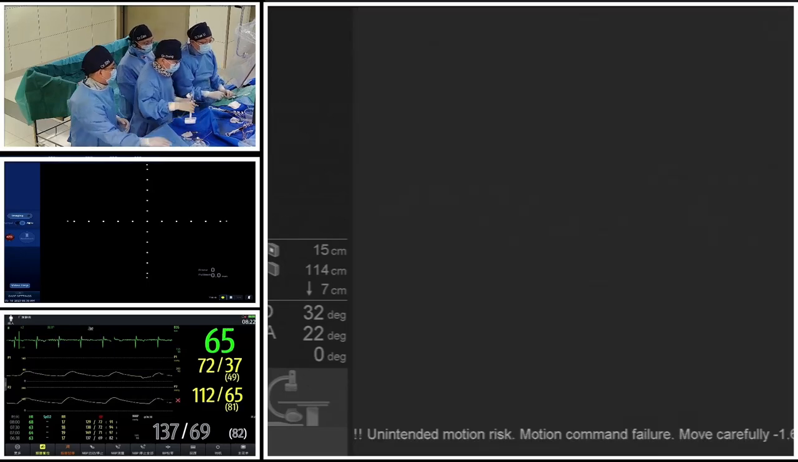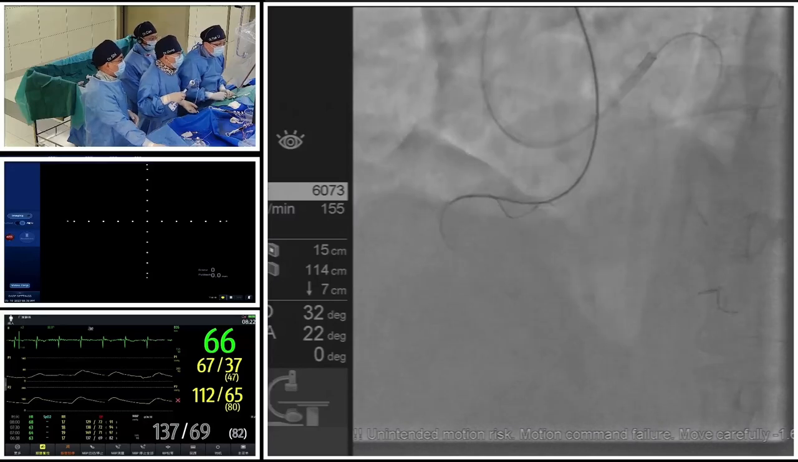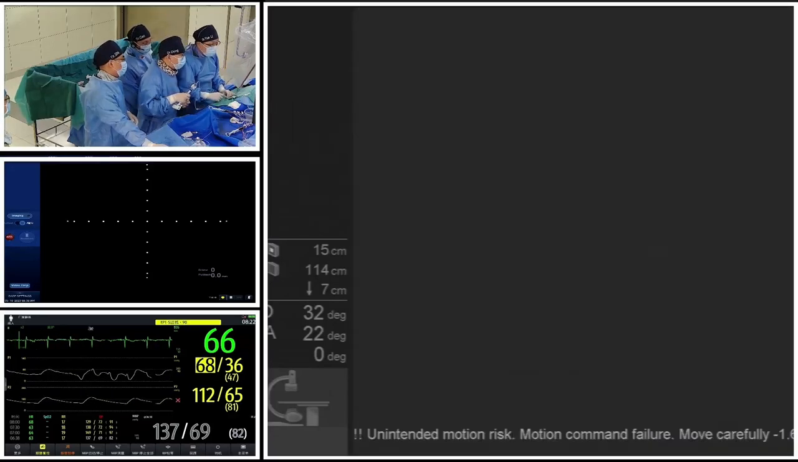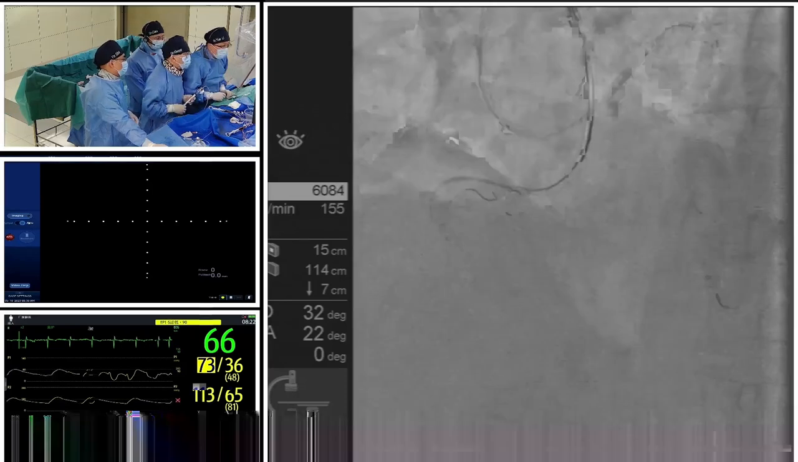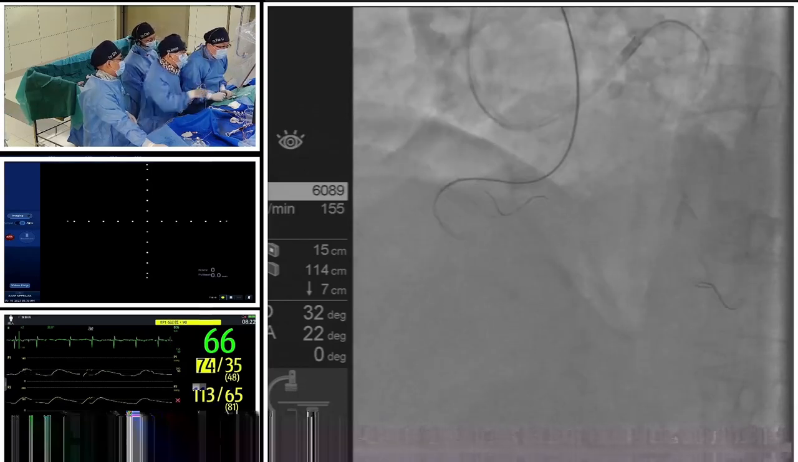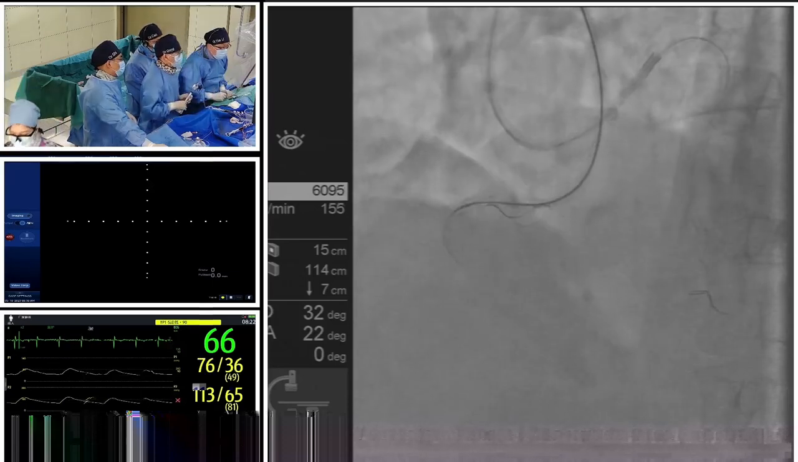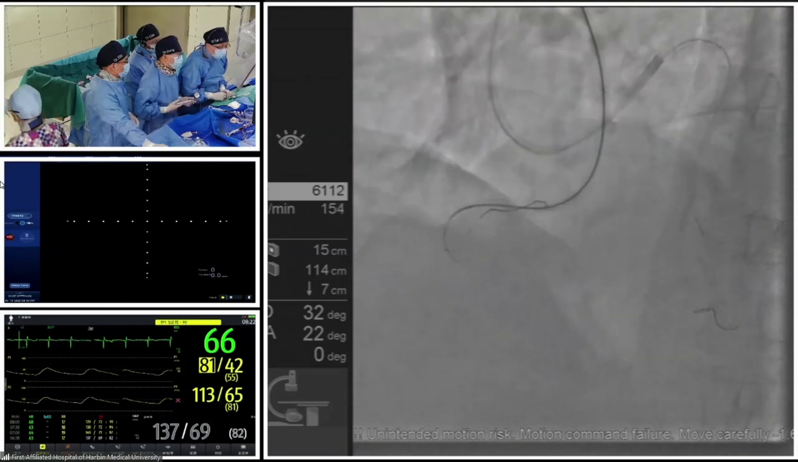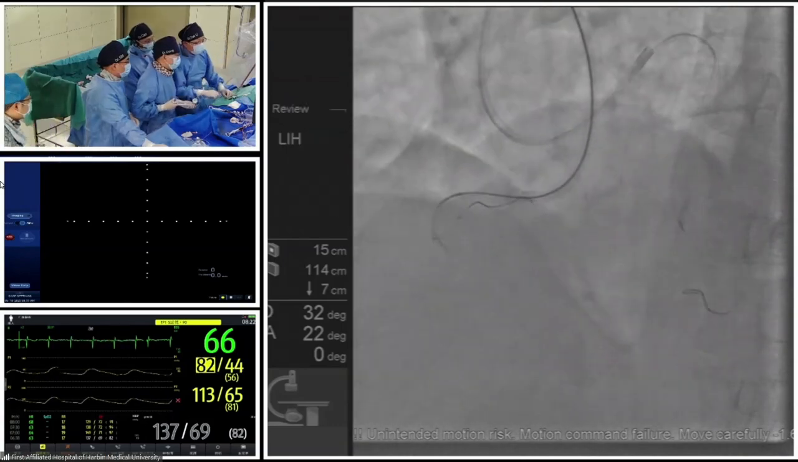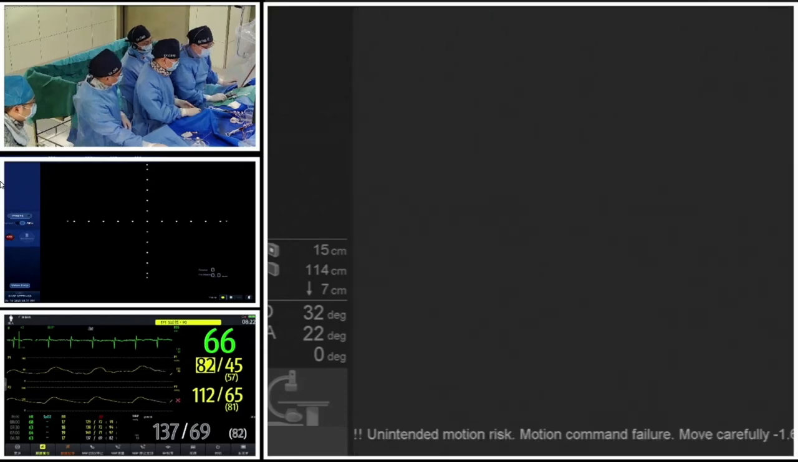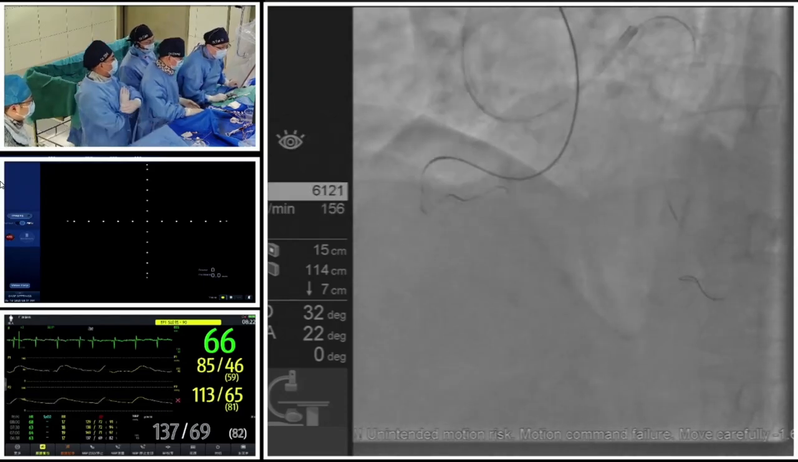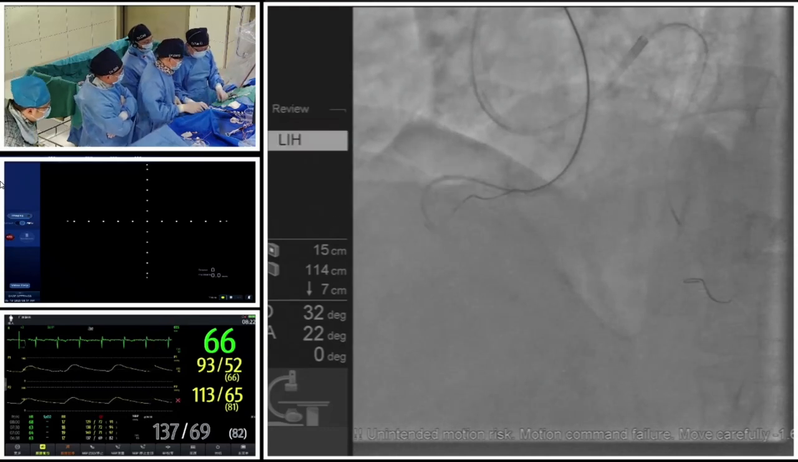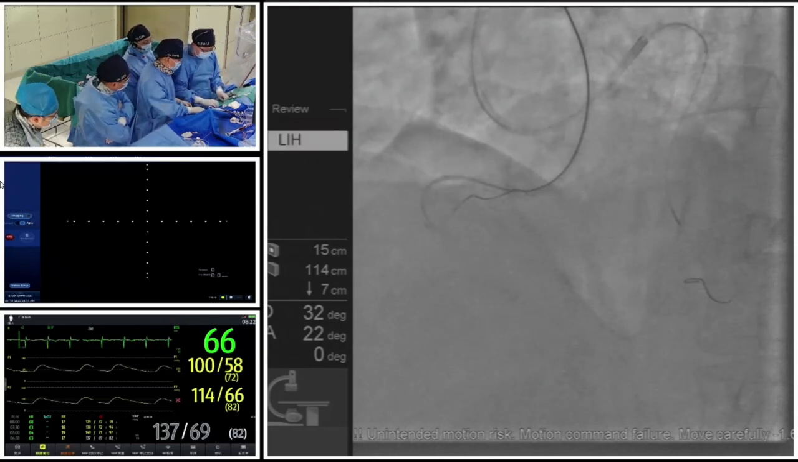Actually, just like Professor Lee just introduced, this is the typical CTO case with a relatively big side branch. So I will advance a little bit below that branch to increase backup support. A little bit deep seating of the guiding catheter. We can see the passive and the active support, backup, increase.